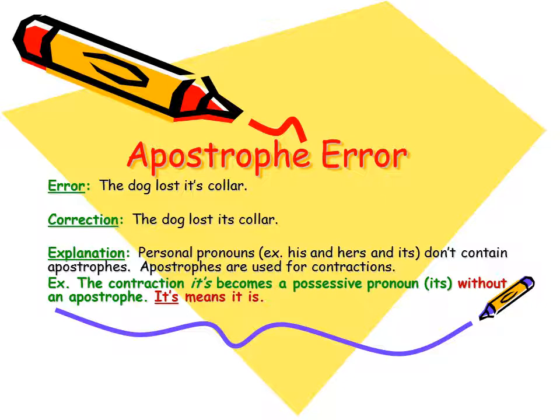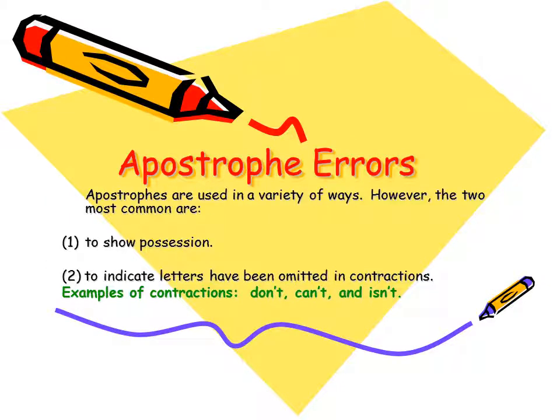Personal pronouns like his and hers and its don't contain the apostrophes. The apostrophes are used for contractions. It's, it apostrophe s, always means it is. It's a good idea to read that it apostrophe s as it is, because you'll point out your errors to yourself. The dog lost it is collar. Just train yourself to do that. And apostrophes are used in a variety of ways. However, the two most common are to show possession and to show where you omitted the letters in contractions. So do not becomes don't, with an apostrophe before the T.